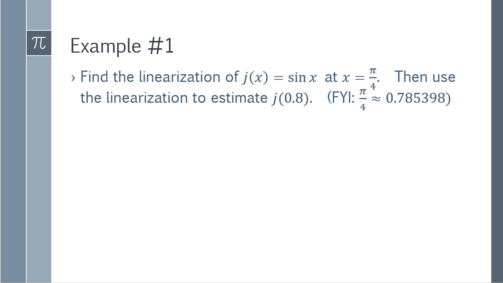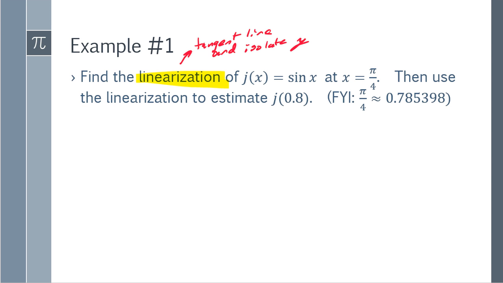So an example of this, I want to find the linearization of j of x equals sine of x at pi over 4. Then use the linearization to estimate j of 0.8. And just for your information, pi over 4 is about 0.785398. So 0.8 is close to that. So when I see that it says find the linearization, what that says to me is I need to find the tangent line and isolate the y.